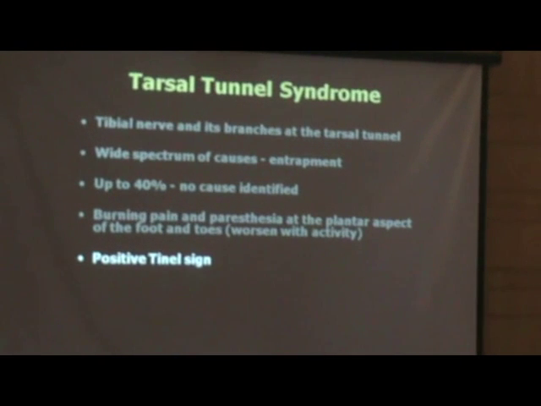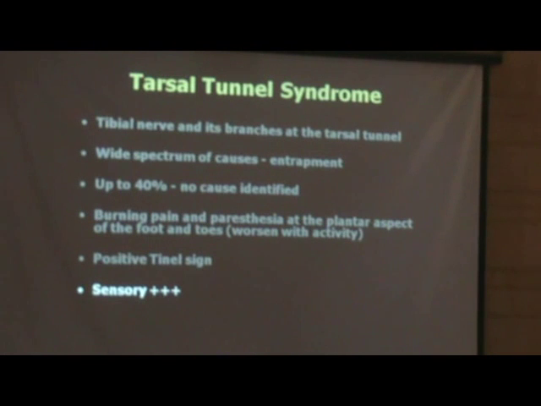And of course we can perform the Tinel test. In the Tinel test, we percuss the tarsal tunnel and we reproduce the symptoms as we do this sort of maneuver. So it's positive when we reproduce the symptoms while we are doing the test. So very often we have a positive Tinel sign. And in most cases, this is very important as well, the symptoms refer to sensory innervation. In very late chronic stages of disease, we can have some motor problems, but usually it's sensory.